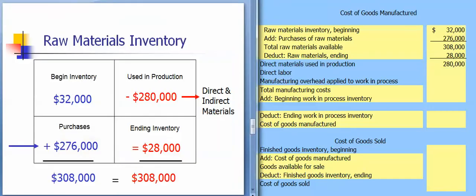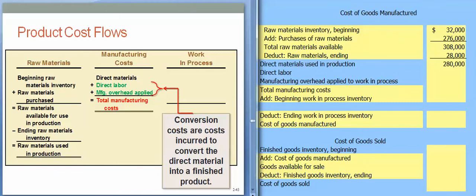If we were to think about that in terms of our box, again, the left-hand side has our beginning inventory plus our purchases, and the right-hand side will have the amount used in production and our ending inventory, and both sides of the box must balance out. Next on our schedule of cost of goods manufactured, we'll pick up our direct material and our direct labor and our manufacturing overhead.